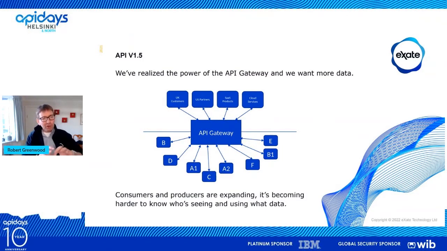So we've got all this great stuff going on, but we're uncontrolled. And our consumers and producers are expanding at a rate of knots. It's becoming harder and harder to see who's using what data. And my sleepless nights are starting to become a little more frequent.